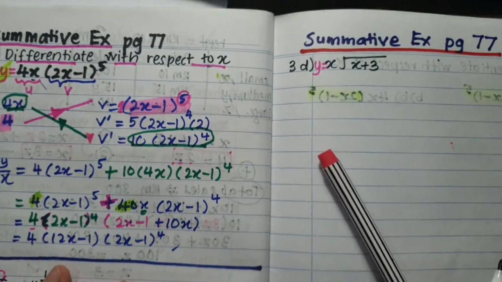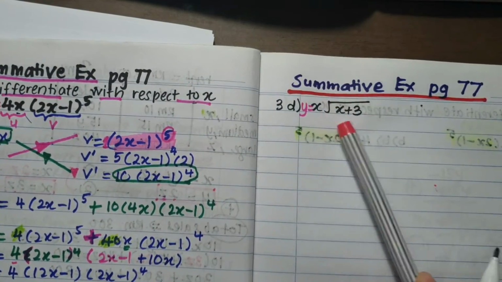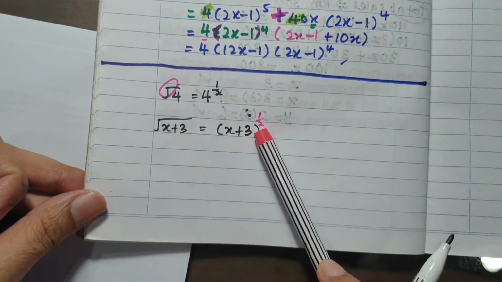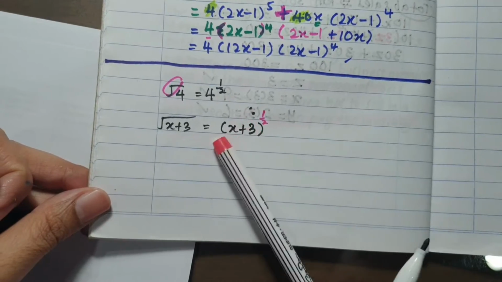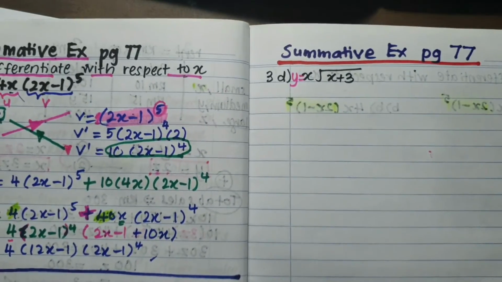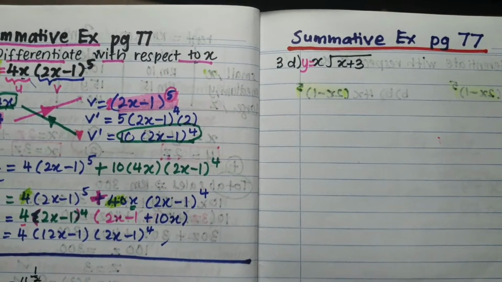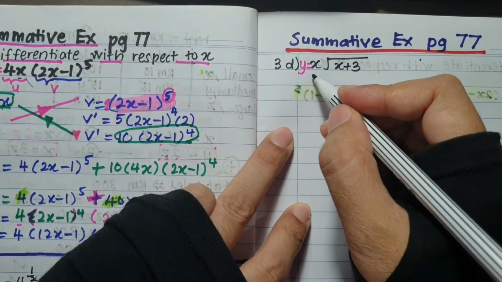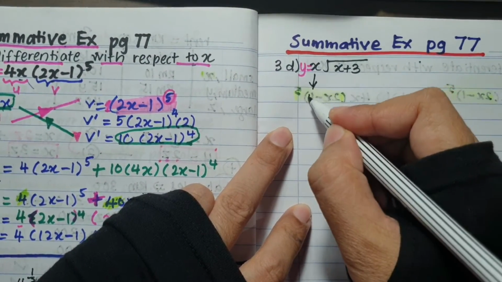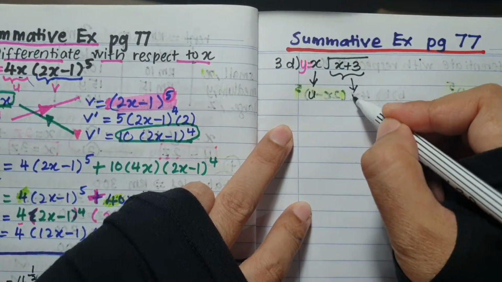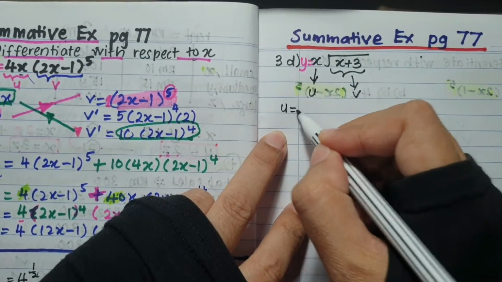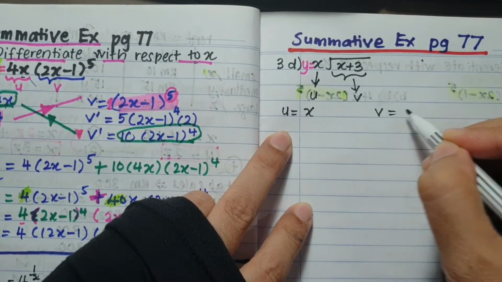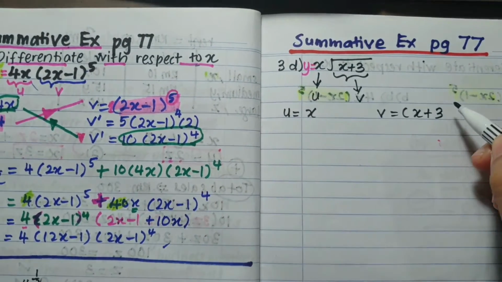Here you cannot expand, because after you write it in bracket form, it is power of 1 over 2. You can only expand if the bracket is power of 1. Once you cannot expand, you need to use the product rule. So let this function be u and this function be v. Your u function is x and your v function is x plus 3 power of 1 over 2.